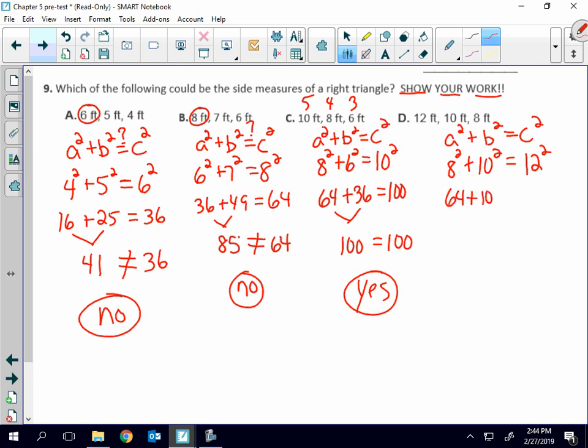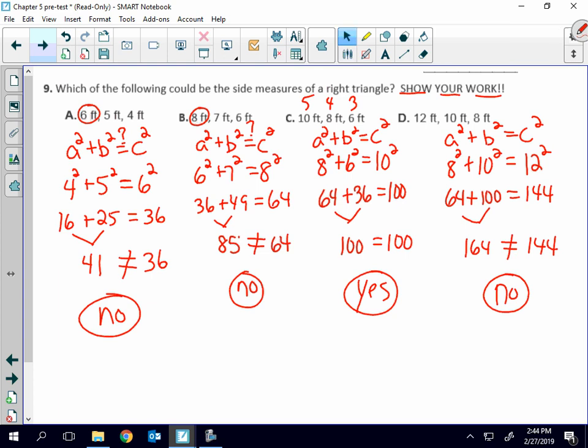64 plus 100, does that equal 144? This is going to give you 164, which is not equal to 144. So this is, no. The only one that's a right triangle is answer choice C. That's it.